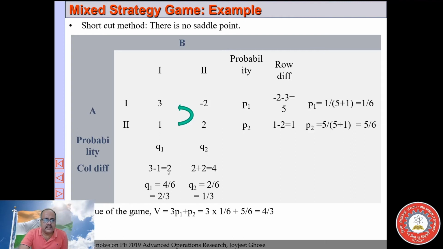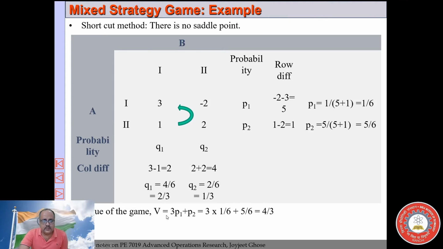Similarly for this, we will find out the column difference. So here moving in the anti-clockwise direction, 3 minus 1 is equal to 2, and 2 minus 2 gives 4 in magnitude. So 2 plus 4 is 6. So this is 4 by 6 and 2 by 6. So this gives you 2 by 3 and 1 by 3.